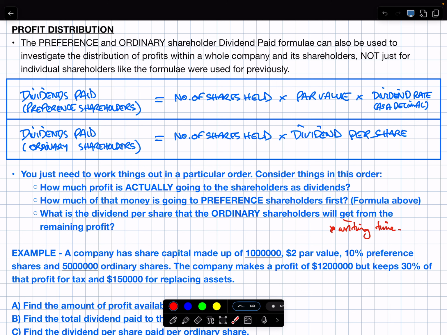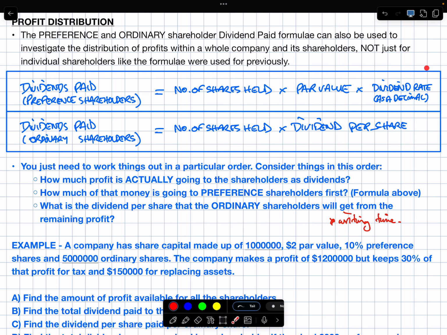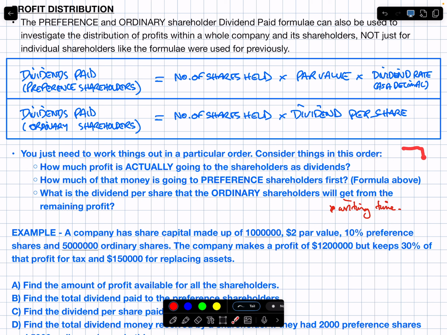So what we're looking at is the profit distribution of a whole company, but still using those same two formulas here. So I don't need you to copy these down. I've got these here again because we're referring back to what we did last lesson. The important stuff to get is the thinking order.